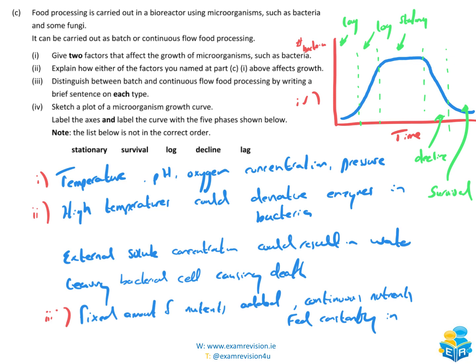So that's pretty much it for bacteria today. We've looked at the structure of bacteria and the function of the different organelles. We've looked at the difference between batch and continuous flow processing. We've looked at the development of antibiotic resistance, and we've also looked at how bacteria reproduce using binary fission.